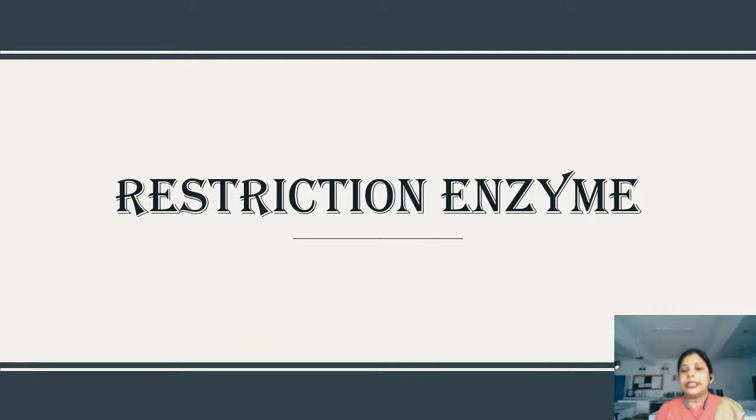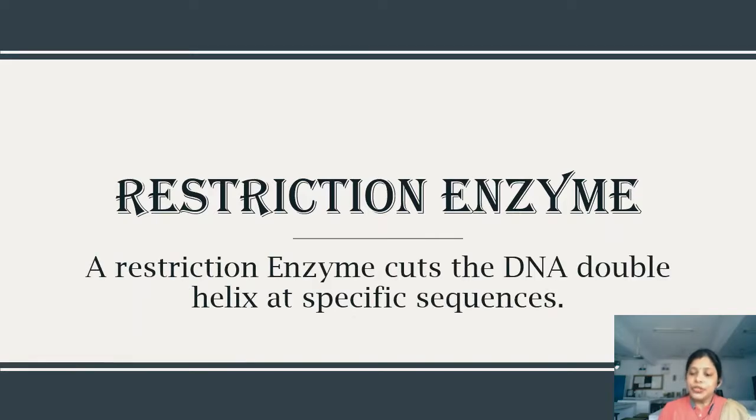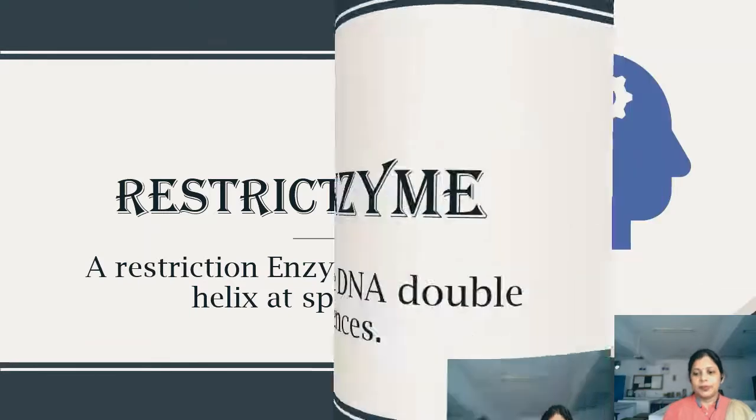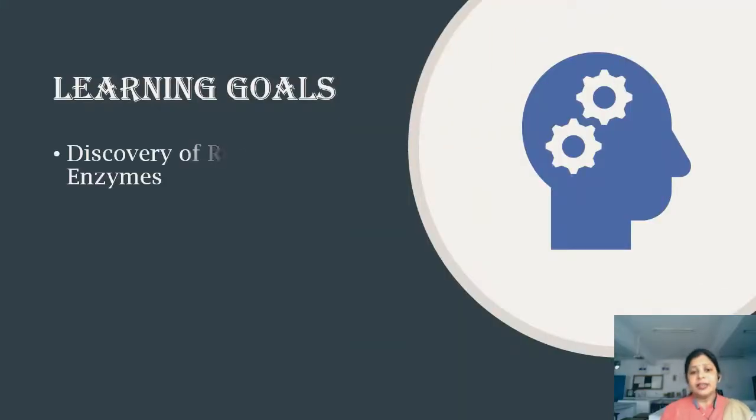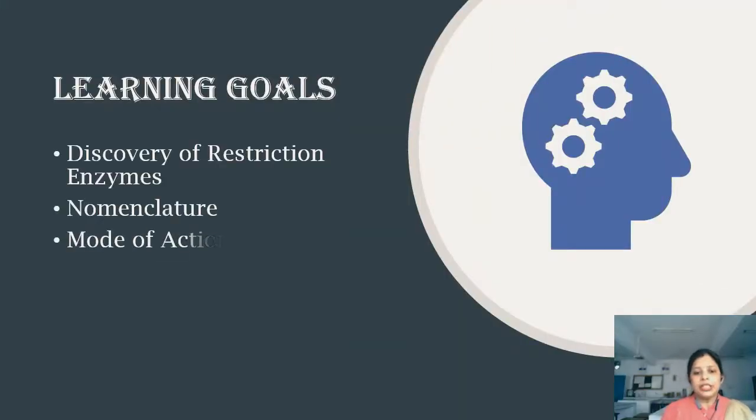So our learning goal for today is understanding what are restriction enzymes. A restriction enzyme cuts the DNA double helix at specific sequences. So these are site-specific cuts that are being made by restriction enzyme. Let's see how. So our learning goals are discovery, nomenclature, mode of action, and uses of restriction enzymes.